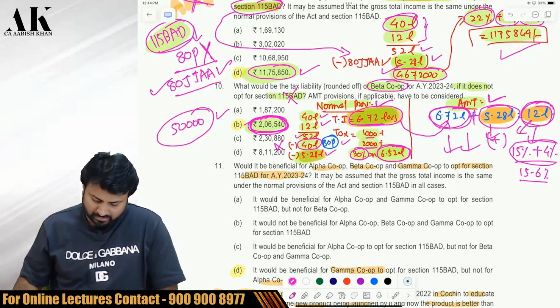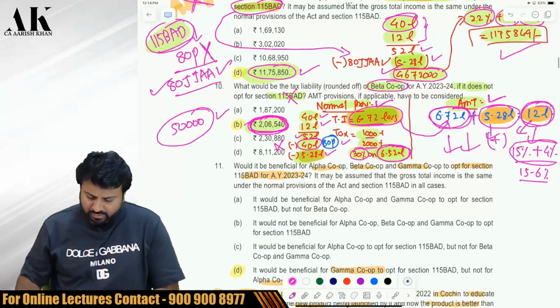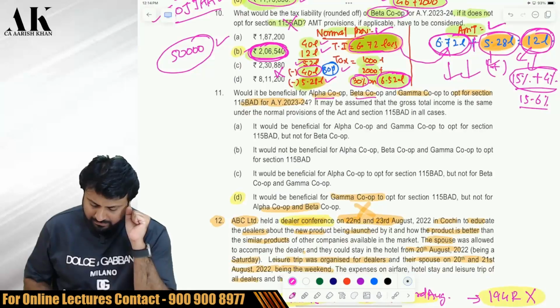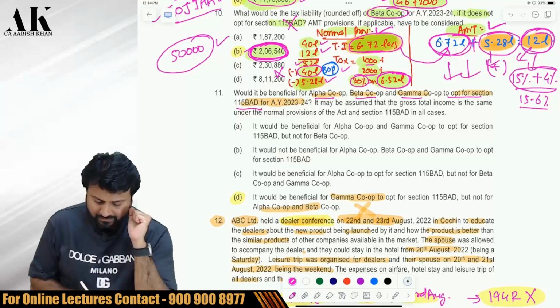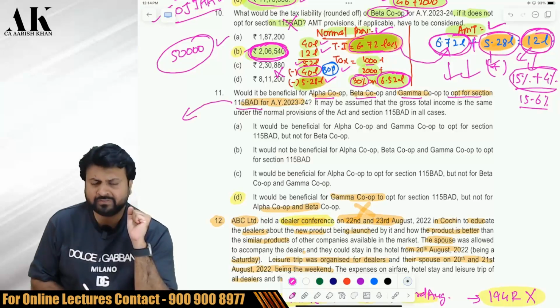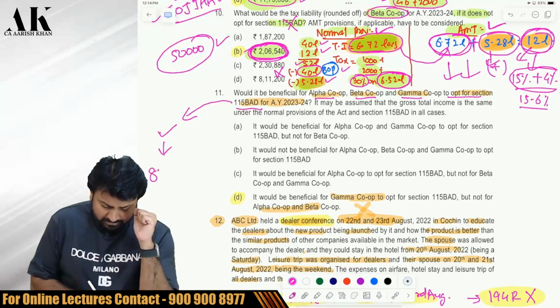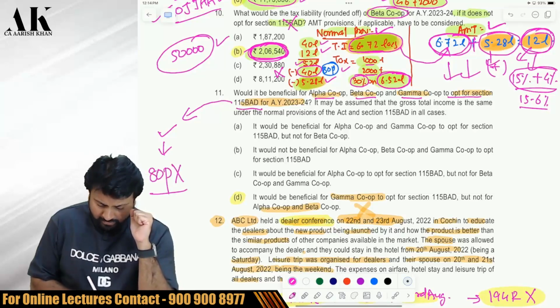I hope it is clear. Okay. Now, one last question over here is, would it be beneficial for alpha, beta and gamma to opt for 115 BAD? Now, the question is, if I opt for 115 BAD, what is the disadvantage that I have to follow? The disadvantage is that I have to miss out on ATP.